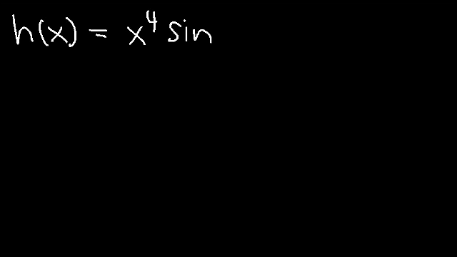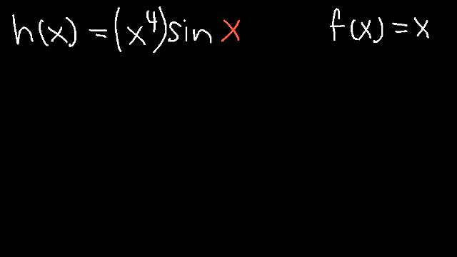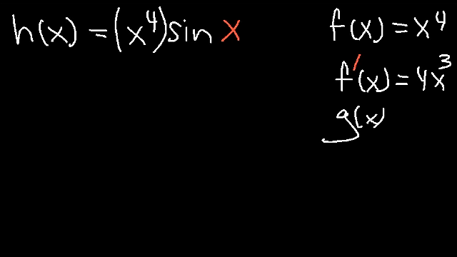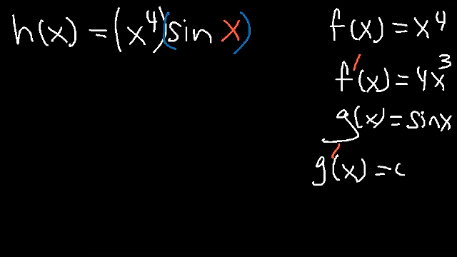Let's try another example using the product rule. Let's say we have the function h of x is equal to x to the fourth times sine x. So we're going to say f of x is equal to x to the fourth power. That means that f prime of x is equal to 4x cubed. Now let's say g of x is the second part, sine of x. Then g prime of x, the derivative of sine, is going to be cosine x.